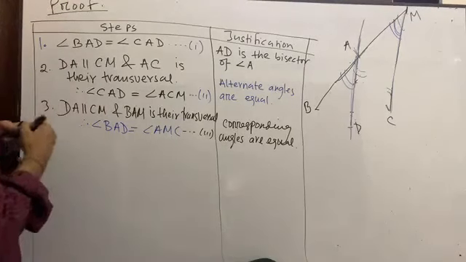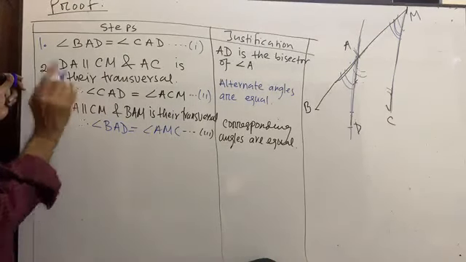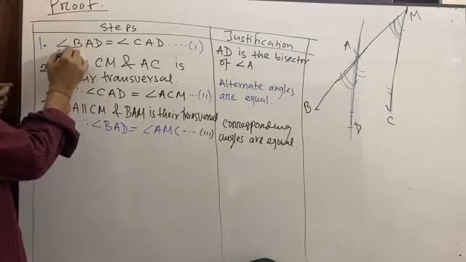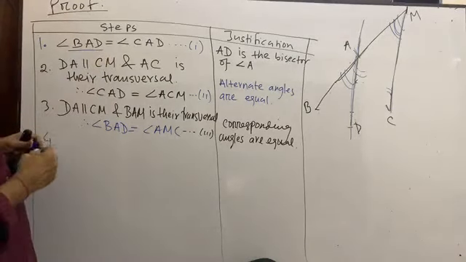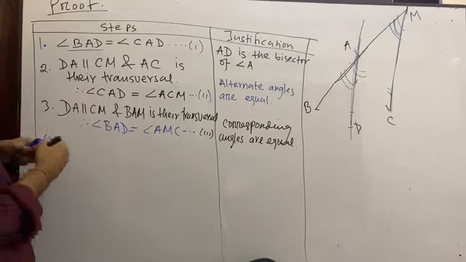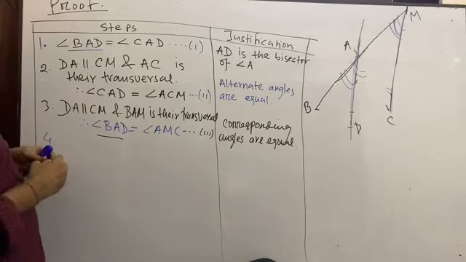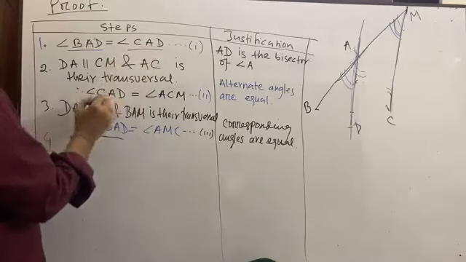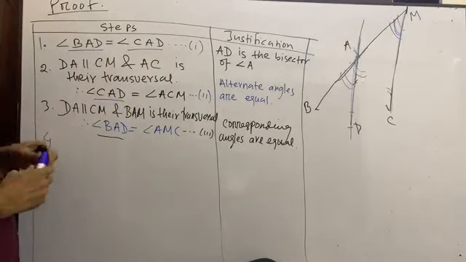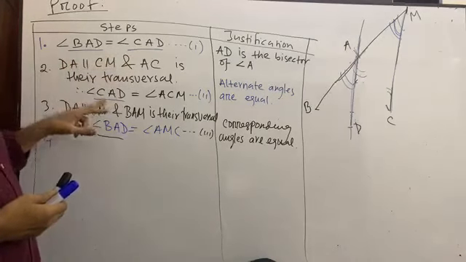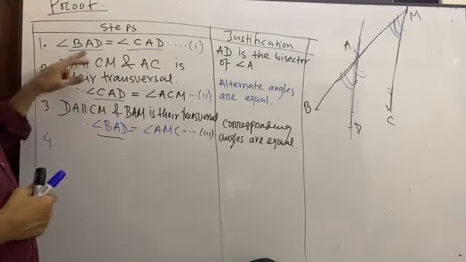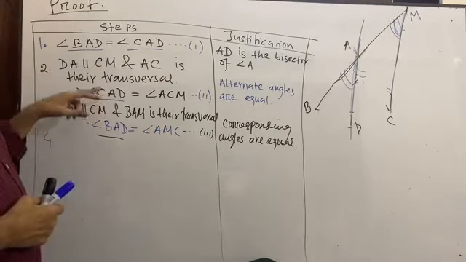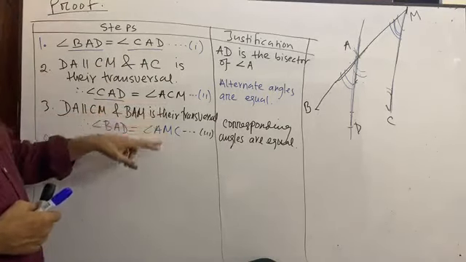Now in step number 4, please pay attention. You see, this is BAD. This is also BAD. This is CAD. This is also CAD. I have underlined 4: 1, 2, 3, 4. They are equal. BAD, BAD, CAD, CAD. BAD and CAD are equal. That means these and these are equal.